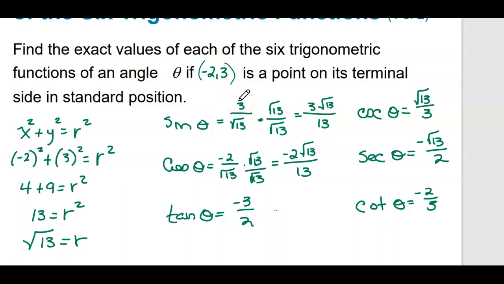Secant is the reciprocal of cosine, so that's negative square root of 13 over 2. And then cotangent is the reciprocal of tangent, which is negative 2/3. That kind of looks like a 5, but that's a 3, negative 2/3.